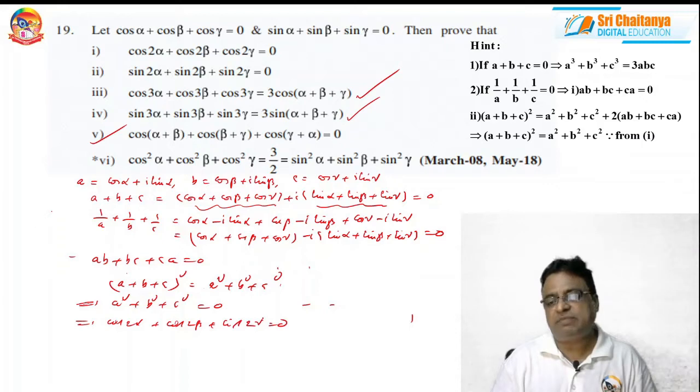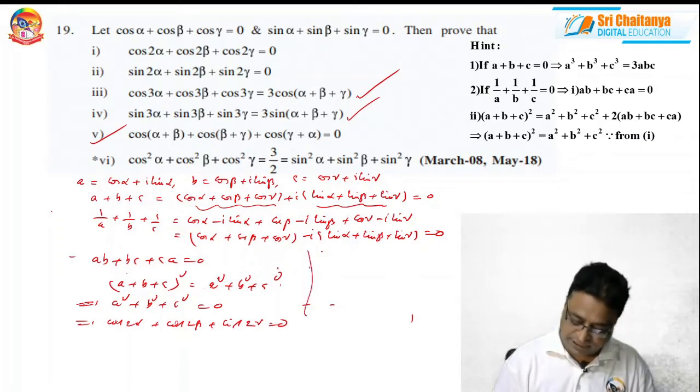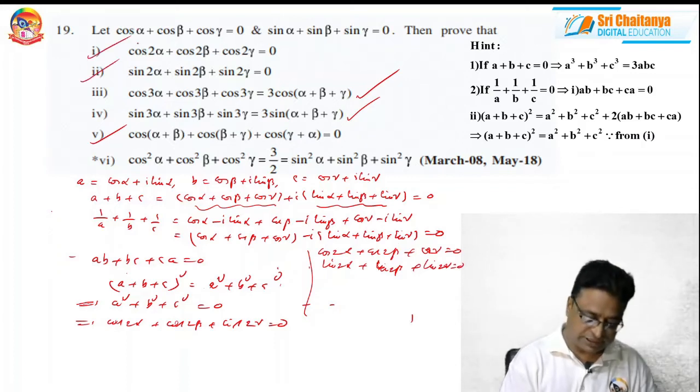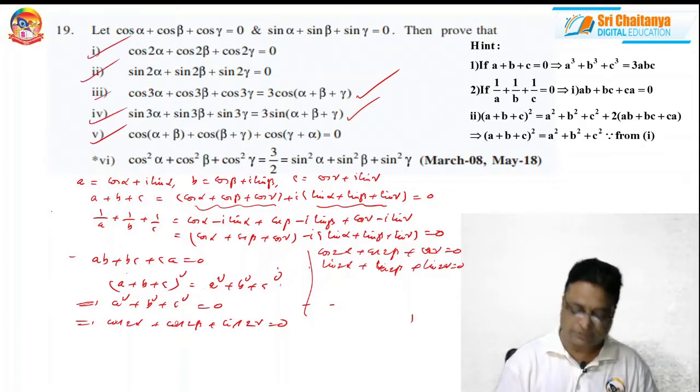Again, equate real and imaginary parts. After equating the real part, cos 2 alpha plus cos 2 beta plus cos 2 gamma equals 0, and sin 2 alpha plus sin 2 beta plus sin 2 gamma equals 0. So, I got the first result and second result. Already I proved third and fourth.